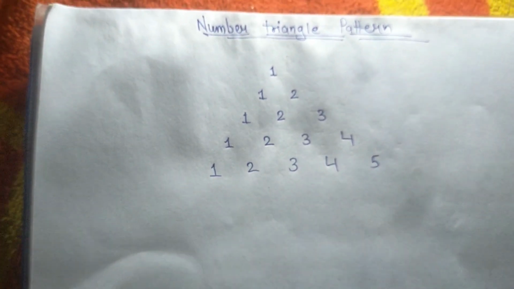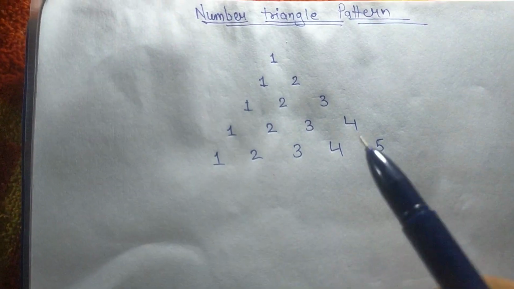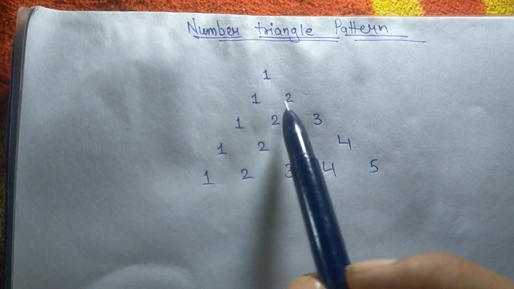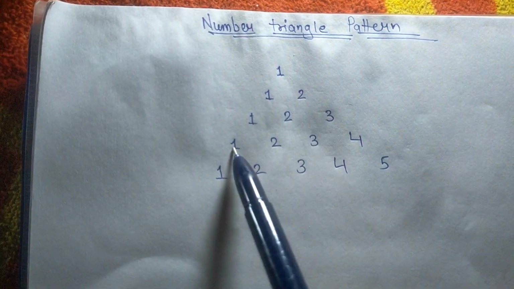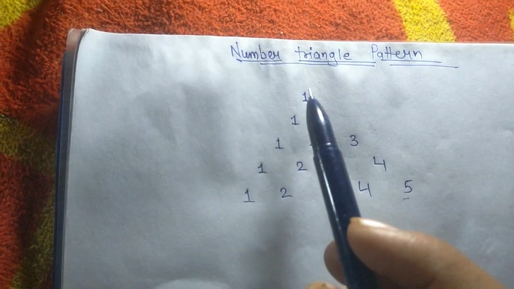So hello friends, today we are going to print number triangle pattern. In this pattern, what you will see is a number pattern which starts from 1, then 1 2, then 1 2 3, then 1 2 3 4, then 1 2 3 4 5. It will end with 5 and start with 1.